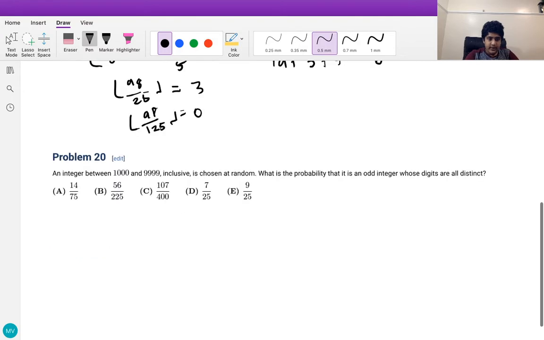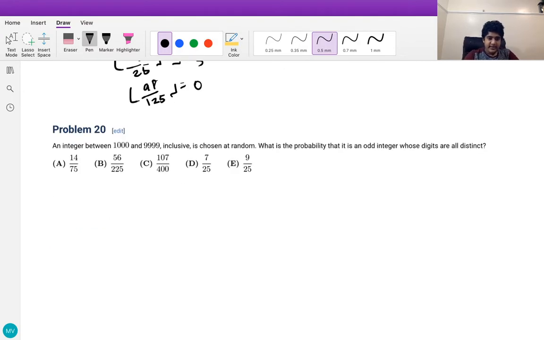Problem 20. An integer between 1,000 and 9,999 inclusive is chosen at random. What is the probability that it is an odd number whose digits are all distinct? First of all, we know that from this range, the number has to be a 4-digit integer. To solve this problem, we will need to use constructive counting. What do I mean by constructive counting? Well, constructive counting is finding the number of ways to do something by following the conditions of that thing.